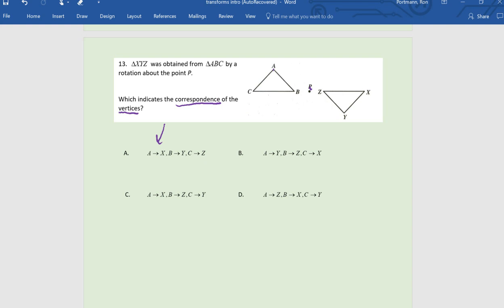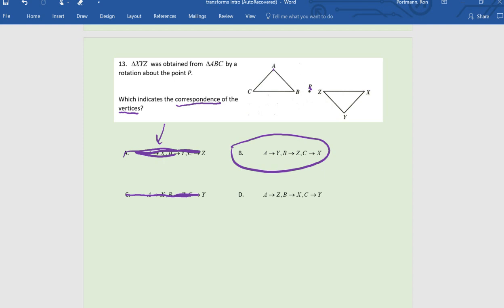So when we rotate that triangle ABC, is A going onto X? That's what this is saying. Then it's saying is B going onto Y, is C going onto Z. That's all that this is saying. So I think you'd be able to reason through this pretty quick. It's not A, because A is not corresponding with X. We can go ahead and get rid of C as well, because that says A is corresponding with X. Now it's between B and D. Now you have a 50-50 shot of getting it right.